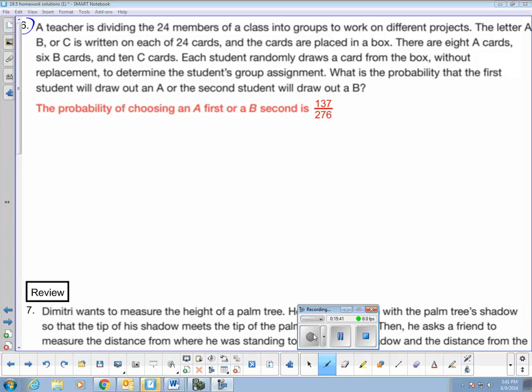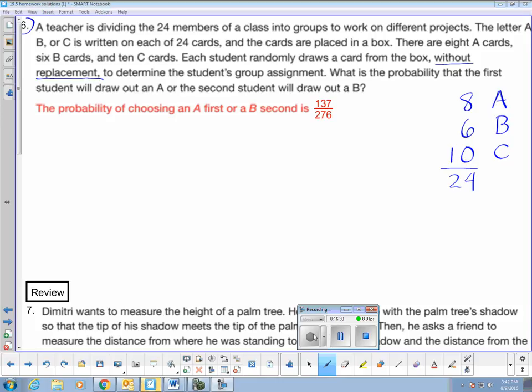A teacher is dividing the 24 members of a class into groups to work on different projects. The letter A, B, or C is written on each of the 24 cards, and then the cards are placed in a box. There are 8 A cards. There are 6 B cards. And there are 10 C cards. Each student randomly draws a card from the box without replacement and determines the student's group assignment.